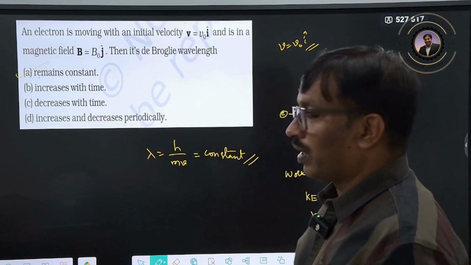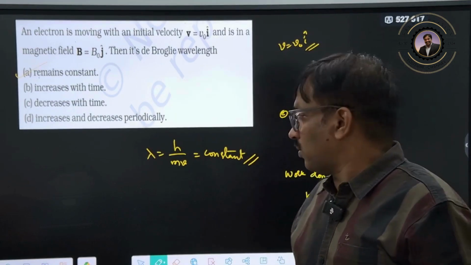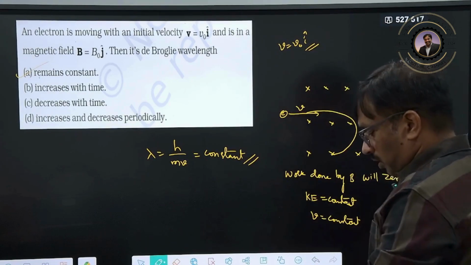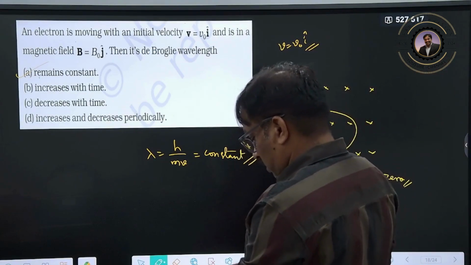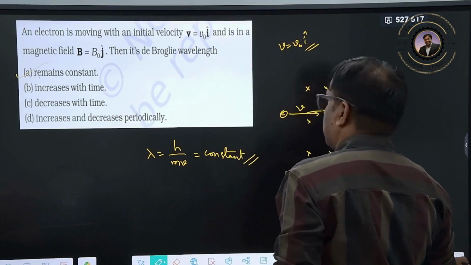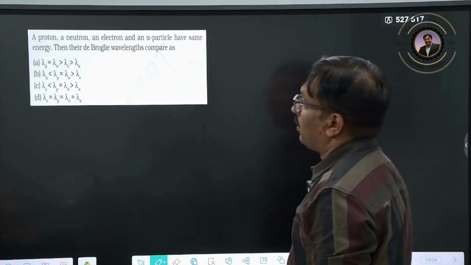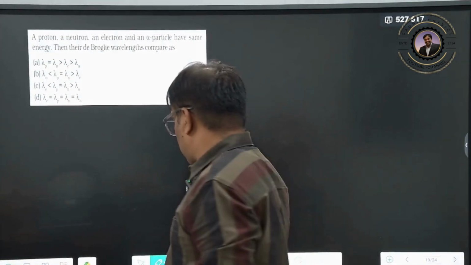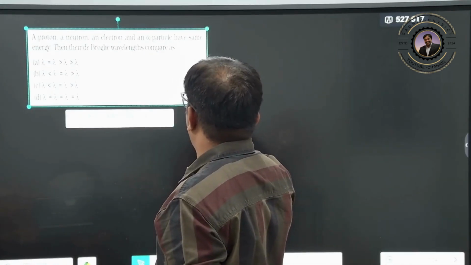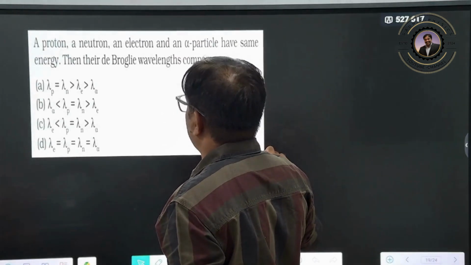Clear? So it is a very logical question. You should be very careful with this. Now let us see one more question. I already discussed this, but one more time it is given.